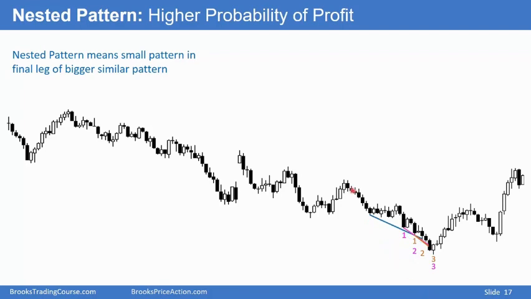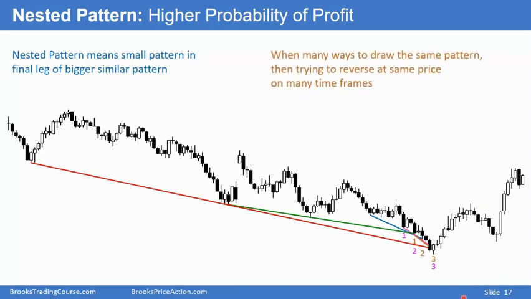And here's a larger wedge, 1, pullback, 2, pullback, 3. Within a larger wedge, 1, 2, 3. Within a larger wedge, 1, 2, 3. So we have several layers of nesting within a large wedge bottom. And then we have a good buy signal bar here, a higher probability that you'll get at least a couple legs sideways to up.